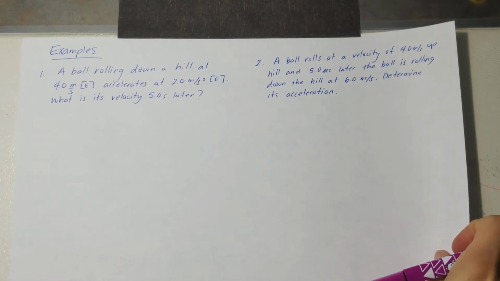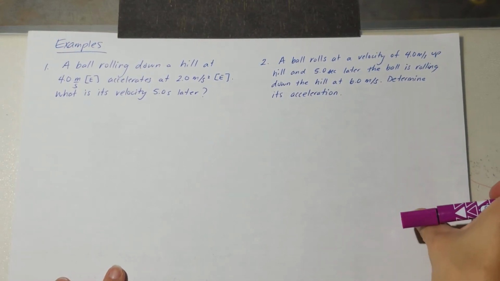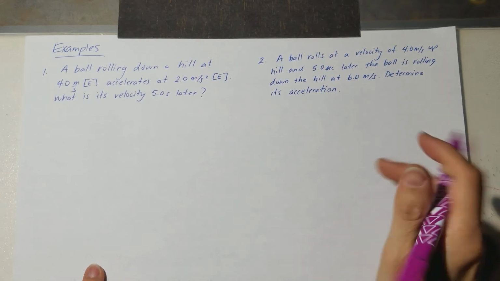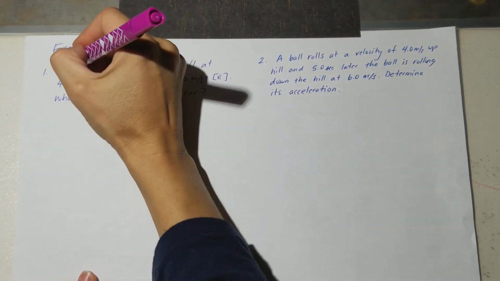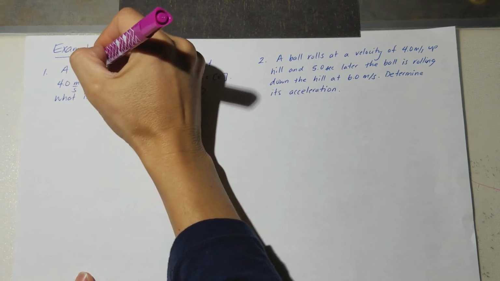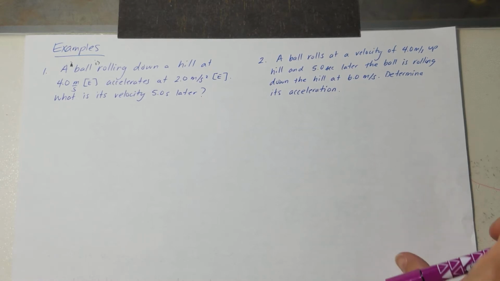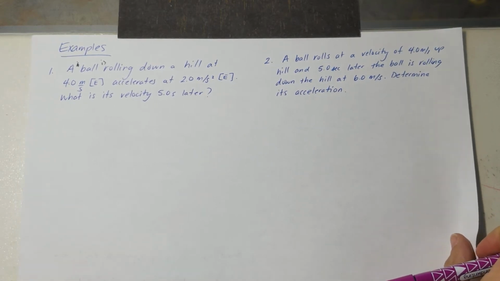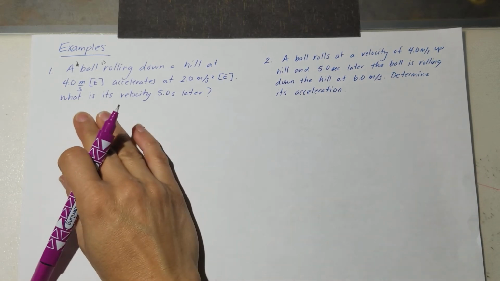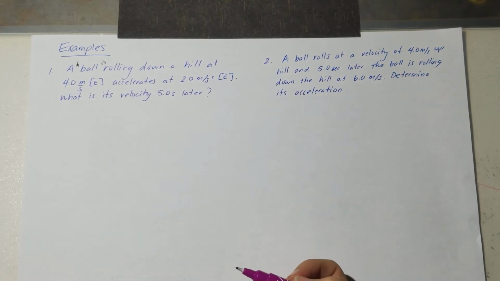Okay, so now for some examples. All right. A ball is rolling down a hill at 4 meters per second east, accelerates at 2 meters per second squared east. What is its velocity 5 seconds later? So the first thing I like to do is write my knowns with the symbols. Okay, this will help later on when we have more complicated questions and we'll actually have about 6 equations to choose from instead of just one.